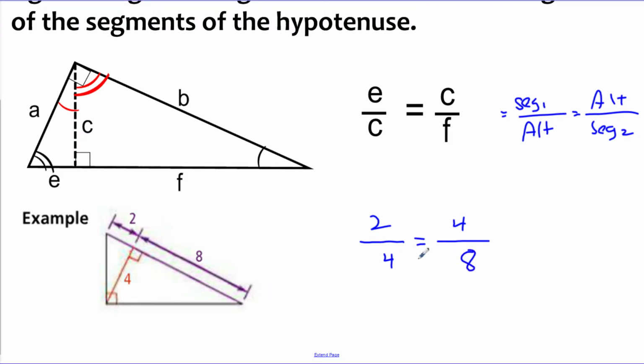And if you notice, this is a true relationship. 2/4 and 4/8 both mean a half. And if I check it by cross multiplying, I get 16 and 16. So it works. It's true, right? So this is one of the important special relationships where the altitude is showing up. This is a proportion that we set up where the altitude is showing up in two spots. So it is the geometric mean, right?